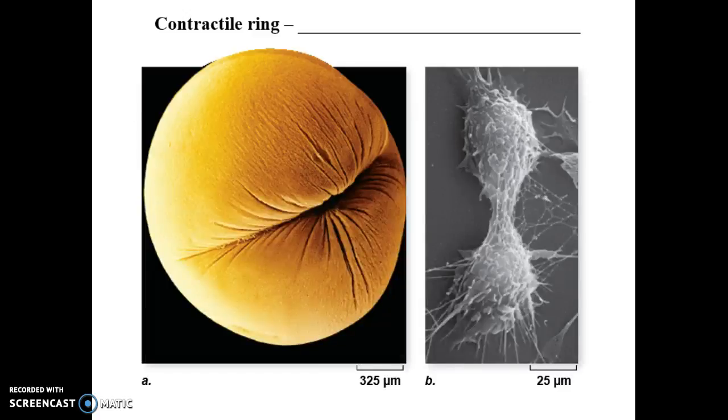So here's our contractile ring. That is the structure that will squeeze that cell in half. So imagine putting a big rubber band around a water balloon, and that rubber band getting tighter and tighter and tighter and squeezing it in half until eventually it pinches the cell in half, and you have two cells or two water balloons sitting side by side next to each other. Okay? And that's the contractile ring for animal cells.